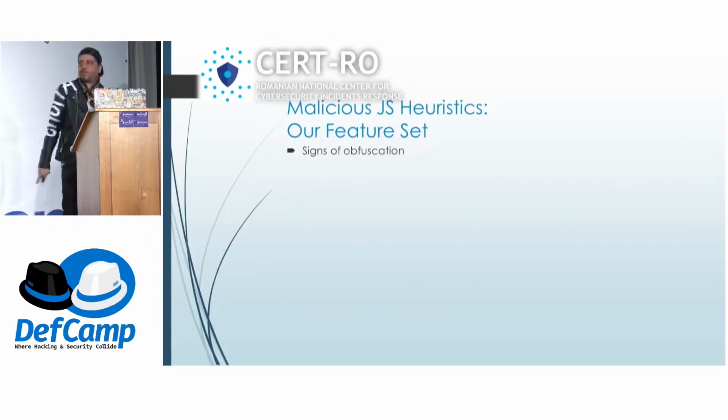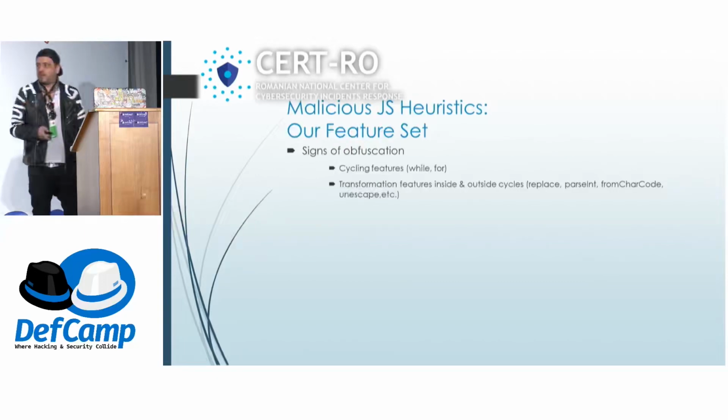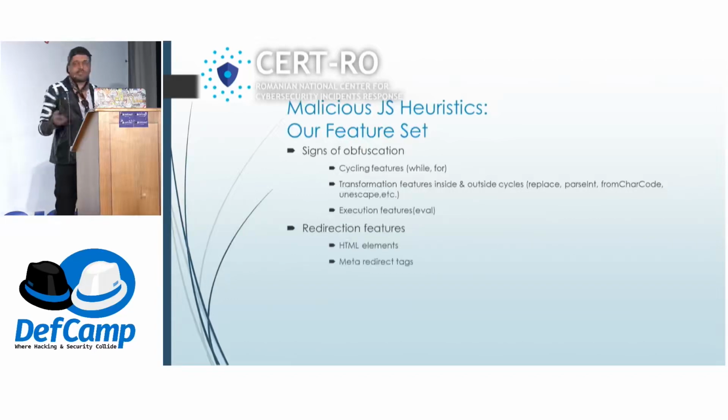So our feature set basically consists of signs of obfuscation, which can be cycling features like instructions like while or for, transformation features inside and outside cycles, like replace, parseInt, fromCharCode, unescape, etc. And execution features, namely eval. Also, we're looking for redirection features like HTML elements, meta redirect tags, Java, iframe, JavaScript, etc. It's a whole lot of redirection features we're analyzing for.